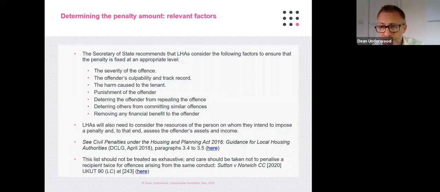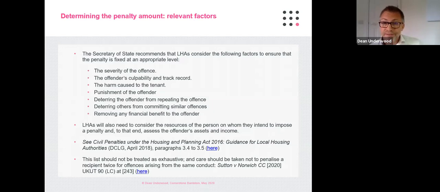The fact that these penalties, albeit an alternative to prosecution, are intended as a punishment, and they are intended to deter the recipient from repeating that offence. And the original guidance, it was reissued in 2018, but the 2017 version contained an introduction from the then Housing Minister indicating that these penalties should be used robustly for that purpose. They are also intended to deter others from committing similar offences, and they are also furthermore intended to remove any financial benefit to the offender as a result of the offending behaviour.